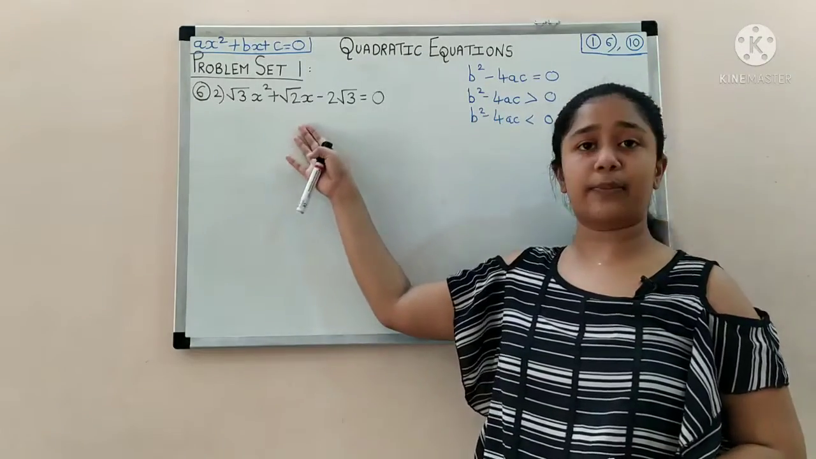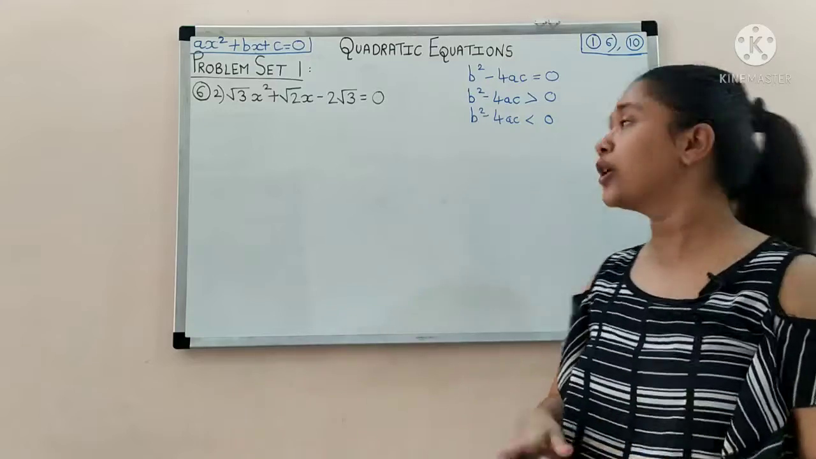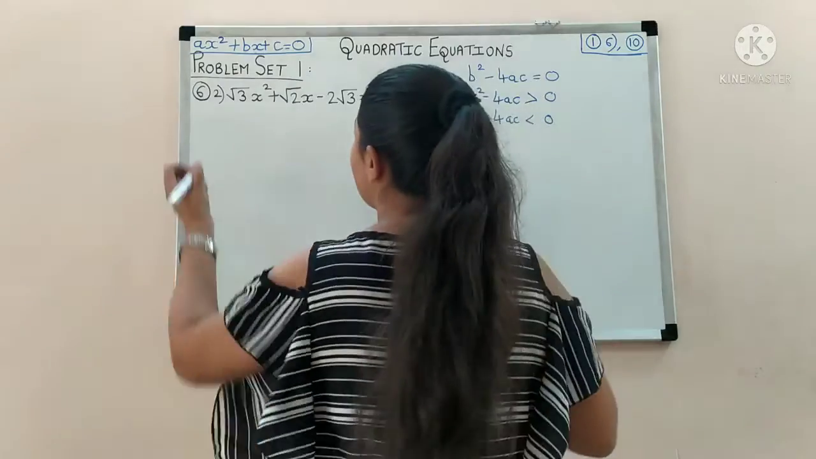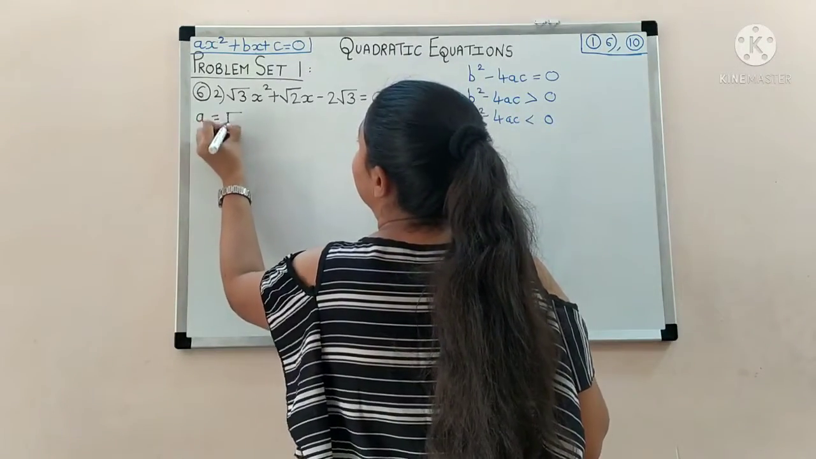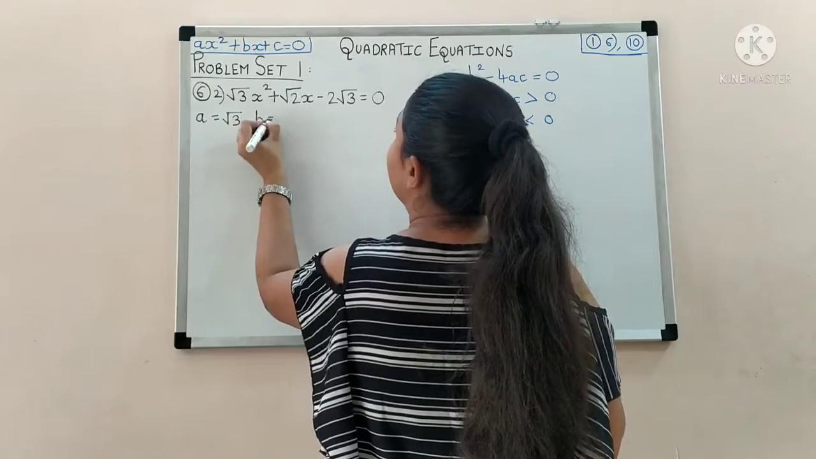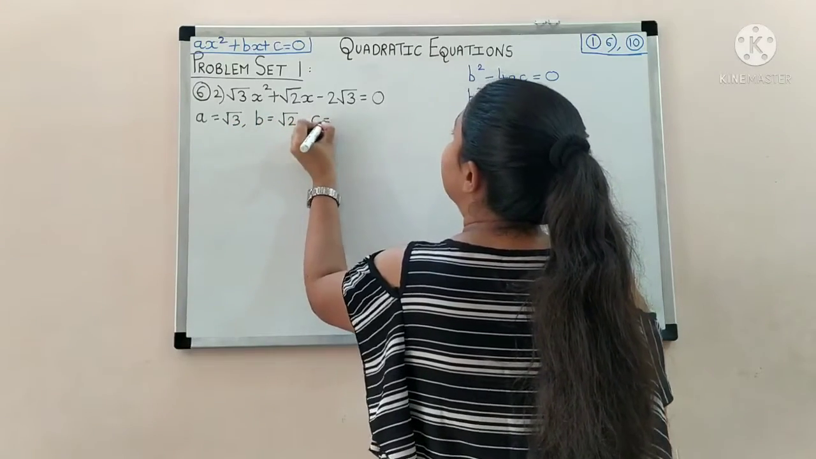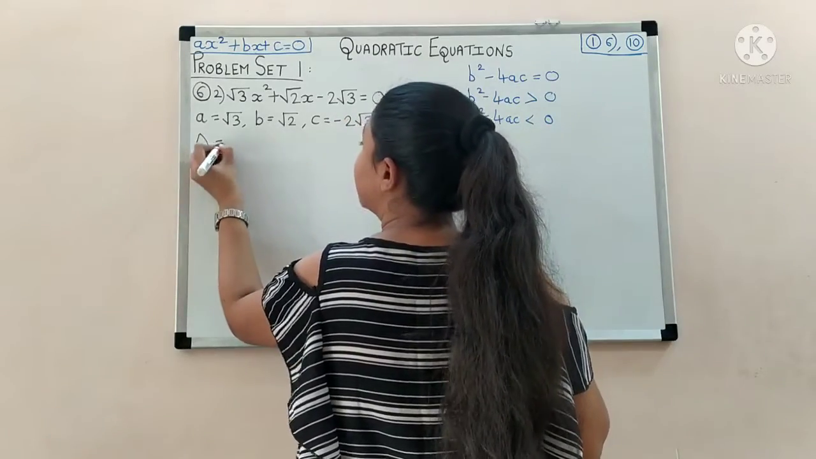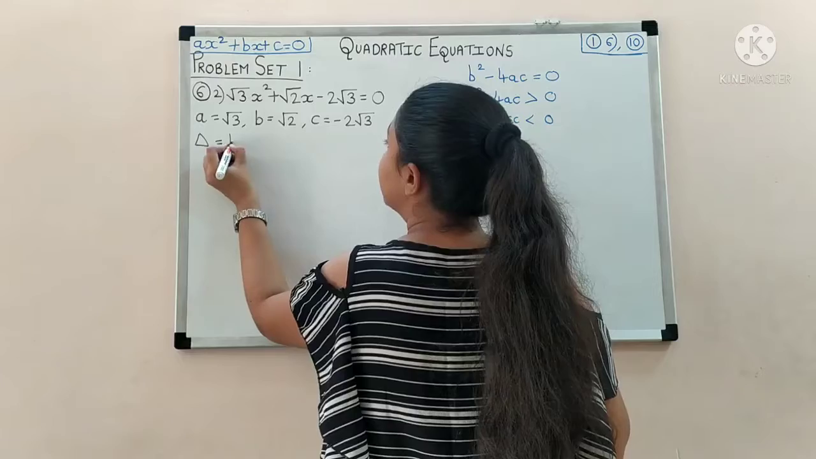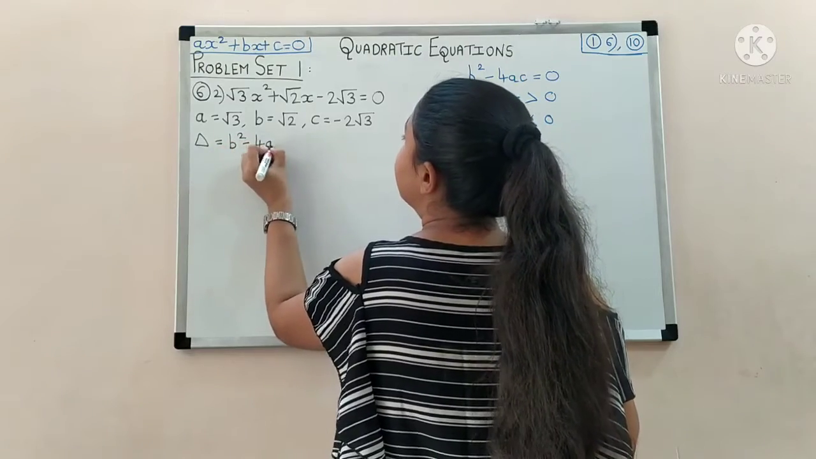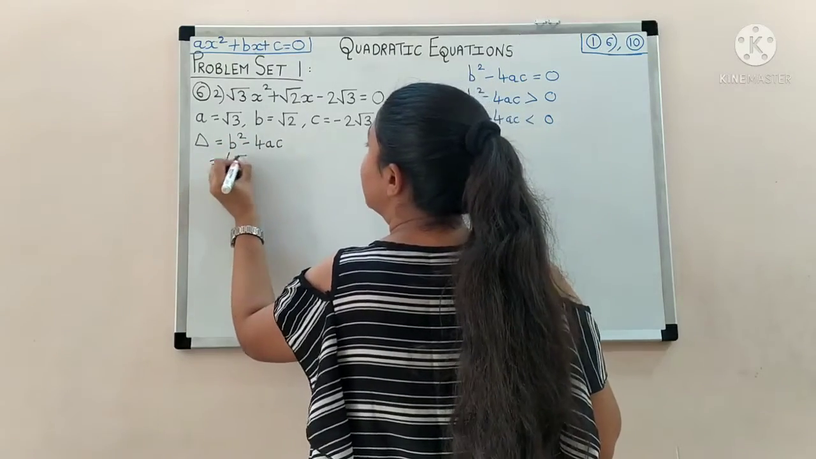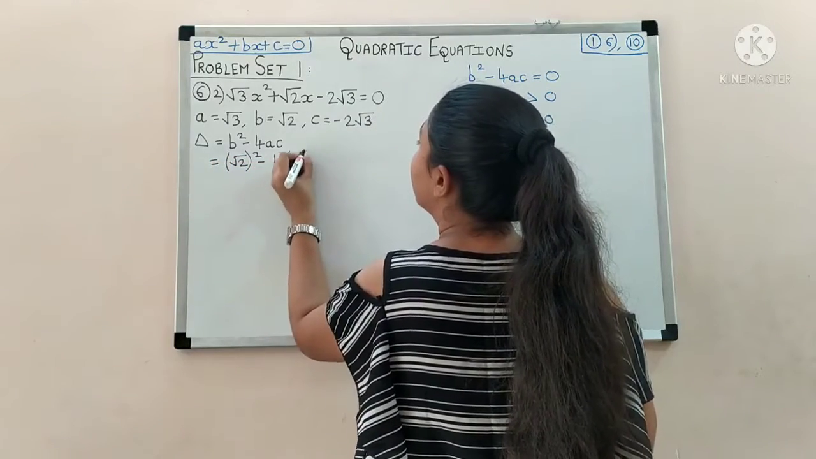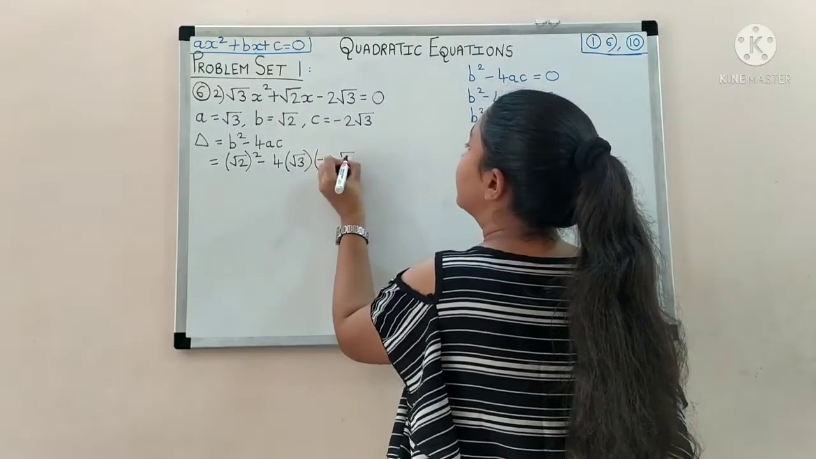So in this type of sum, we just have to determine the nature of the roots. So we will have to calculate b square minus 4ac, which is your discriminant. First of all, calculate the value of a, which will be root 3, b will be root 2, and c will be minus 2 root 3. Now discriminant is equal to b square minus 4ac, which will be root 2 the whole square minus 4 into root 3 into minus 2 root 3.